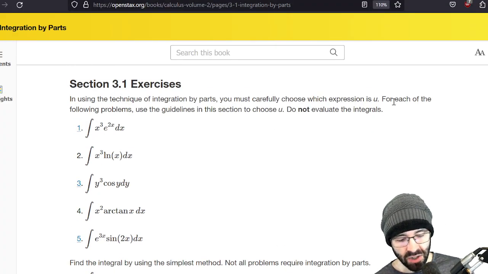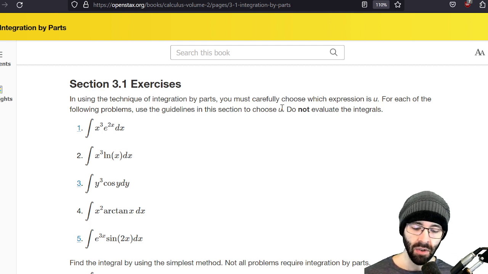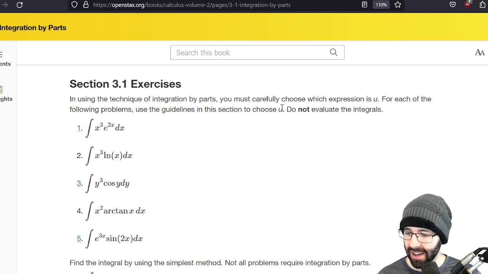Choose carefully which expression is u. For each of the following problems, use our guidelines to choose u. The book doesn't want us to evaluate the integral. The book also has a mnemonic for choosing which is which, something like LIATE or something. I don't remember what it is, but I think I like the way that I presented it.